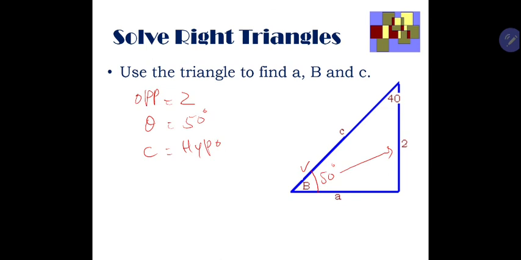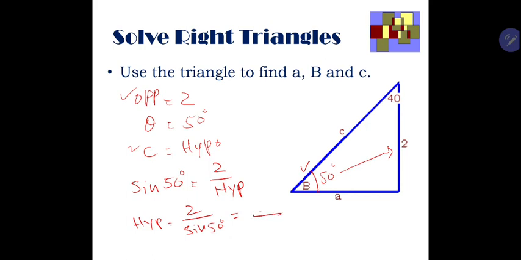So now think about all the 3 trigonometric ratios that I told you about. Which trigonometric ratio involves opposite and hypotenuse? That is sine. So sine of 50 degrees should be equal to opposite over hypotenuse. In this case, you need to do the cross multiplication, which will result in hypotenuse equals 2 over sine 50 degrees, and you can use your calculator to find out the answer for this.